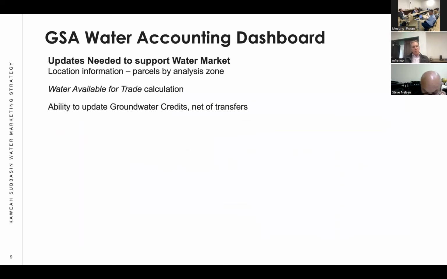And then importantly, we'll need the ability to update a particular field that's already in the water accounting dashboard called groundwater credits. Groundwater credits can be generated a number of ways. For example, if someone doesn't use allocation in a given year and it carries over, it generates a groundwater credit that can be used in the future. And so for a transfer of pumping in the market, a very simple way to account for that would be to record a transfer as a water use on the part of the seller, and to record it as a groundwater credit generated on the part of the buyer.